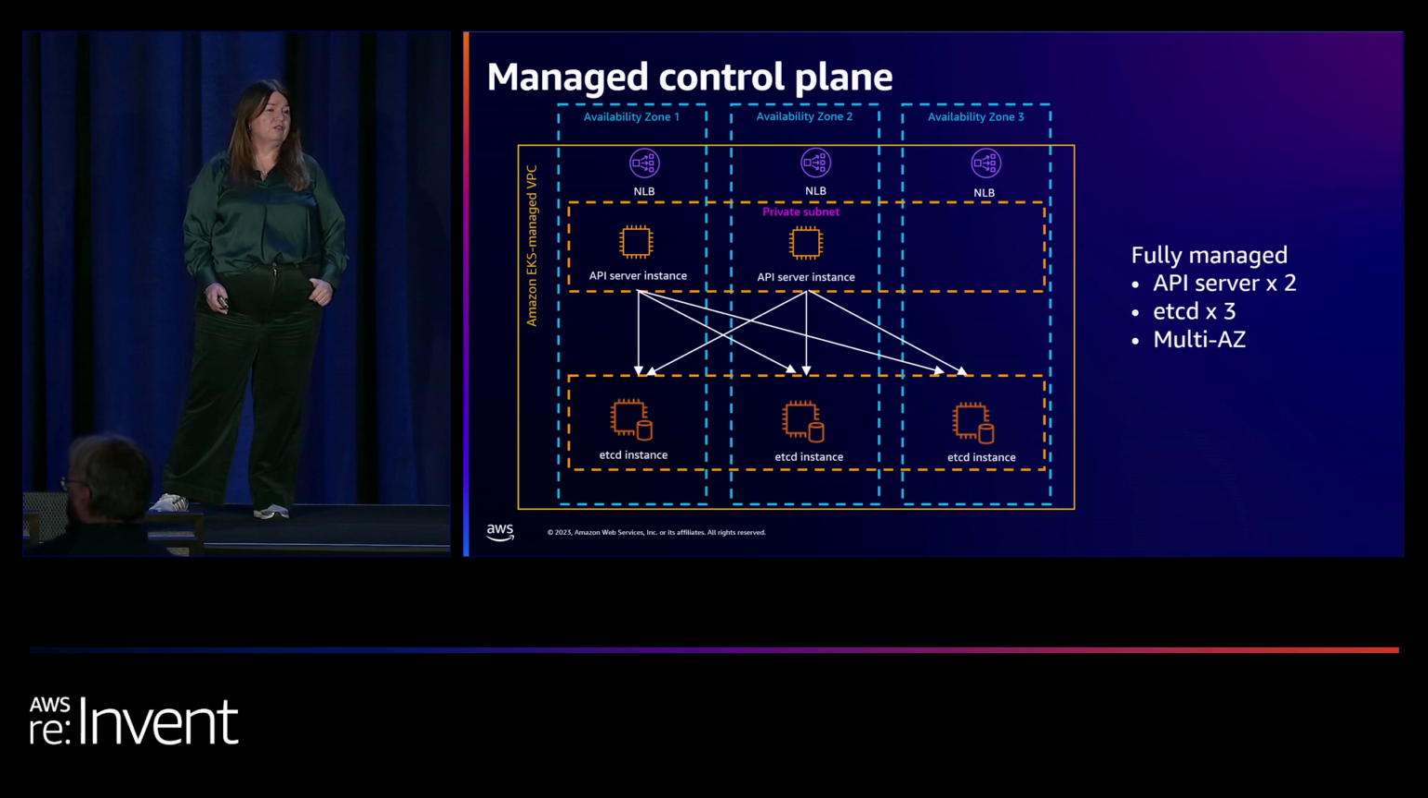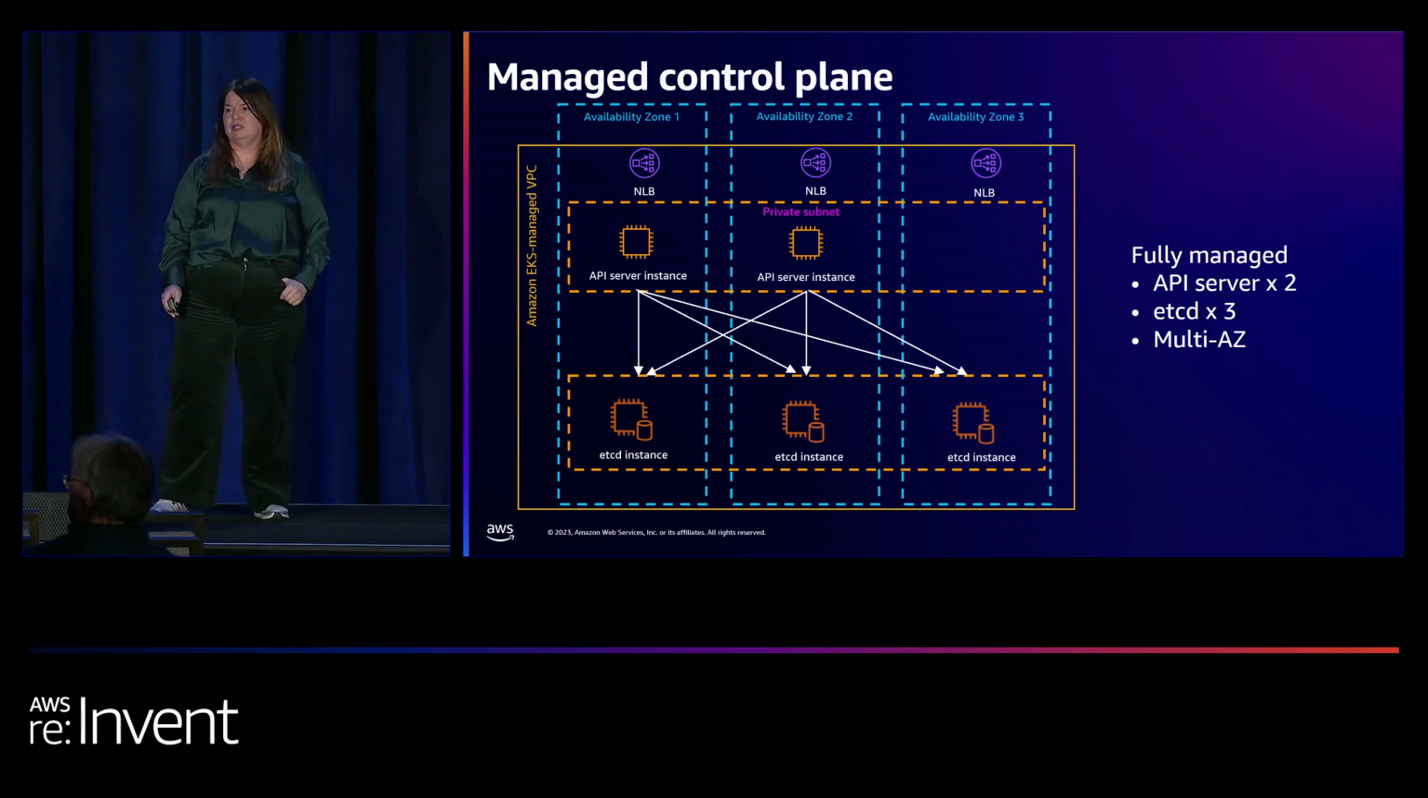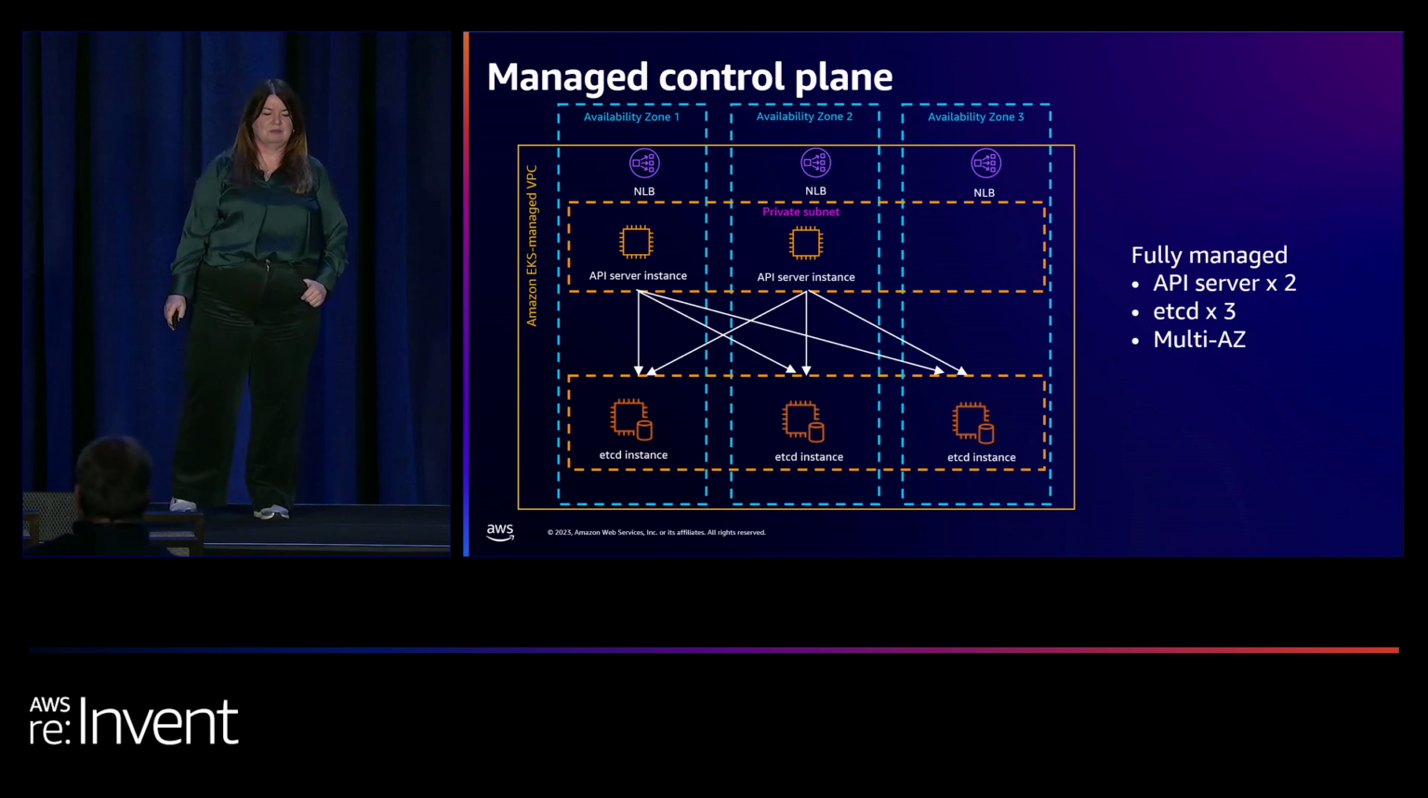Well, the control plane for EKS is fully managed and resilient. We run 2 copies of the API server and 3 copies of etcd, the Kubernetes state store, in an AWS managed account across multiple availability zones. The control plane of EKS is designed to withstand single availability zone events. And of course, you also get AWS support with your EKS clusters.